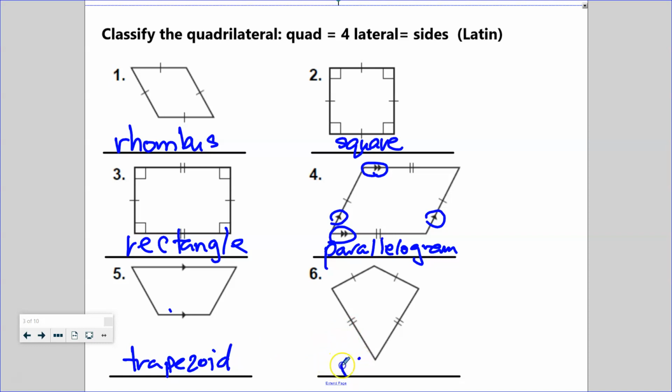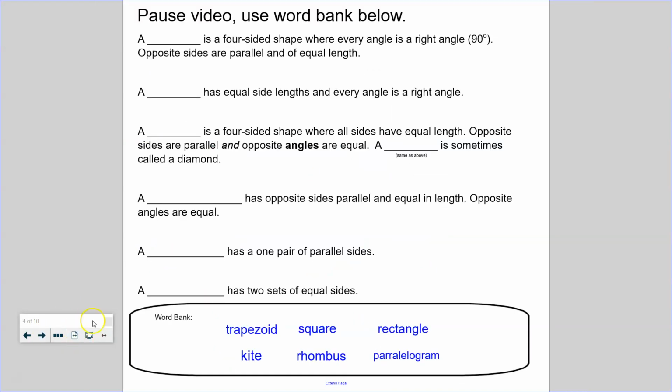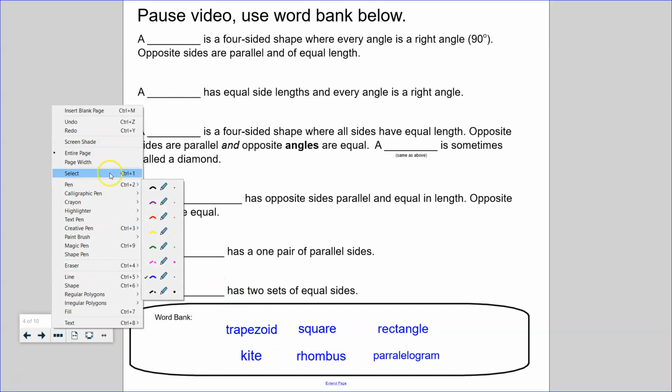And then a new term that some of us may or may not remember from last year, a kite, right? And adjacent sides are equal to each other. All right, so go ahead and pause the video now if you'd like, and we will do this part.